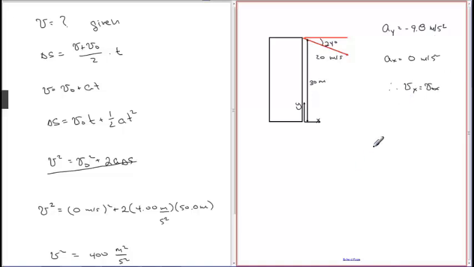And what are they asking for here? The car's position relative to the base of the cliff when the car lands. Okay, well, we know it's going to be 30 meters down. The question is how far does it go out? So what we're going to do is use the y direction to find the time that it takes to fall. And then once we have the time, we can use the x direction to find the distance. That's the plan. So we're going to use the y direction first. And what do we know in the y direction? We know the acceleration.